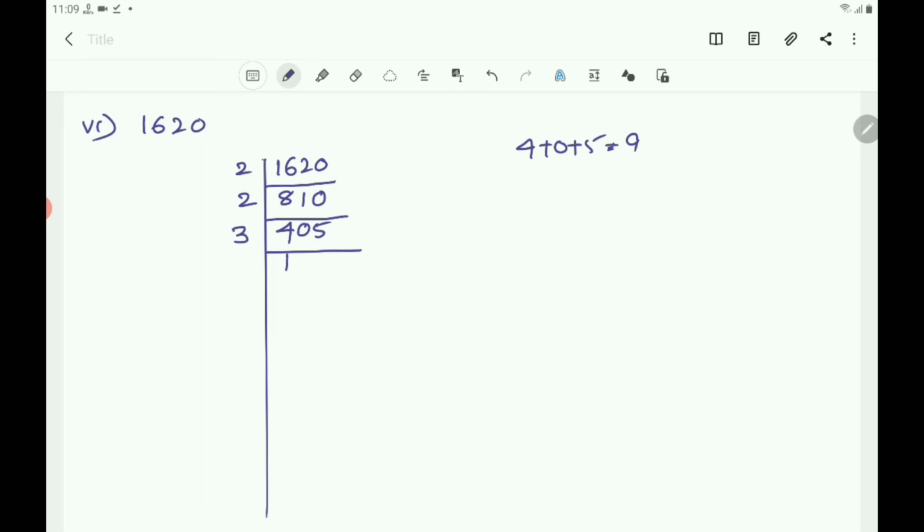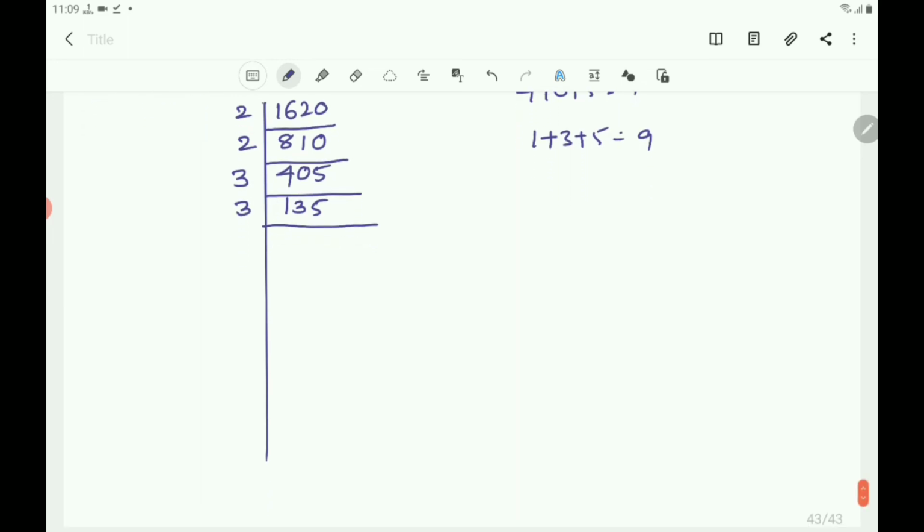Take 3 1s are 3, 1 0, 1 is remaining, 3 3s are 9, 1 is remaining, 3 5s are 15, that is 135. Then find the sum, 1 plus 3 plus 5, that you will get 9 again, that is divisible by 3. Then 135 is also divisible by 3. Divide by 3, that is 3 4s are 12, and 1 is remaining, 3 5s are 15. Again it is divisible by 3 because 4 plus 5 is 9. So 3 1s are 3, 3 5s are 15, then 3 5s are 15, and 5 1s are 5.